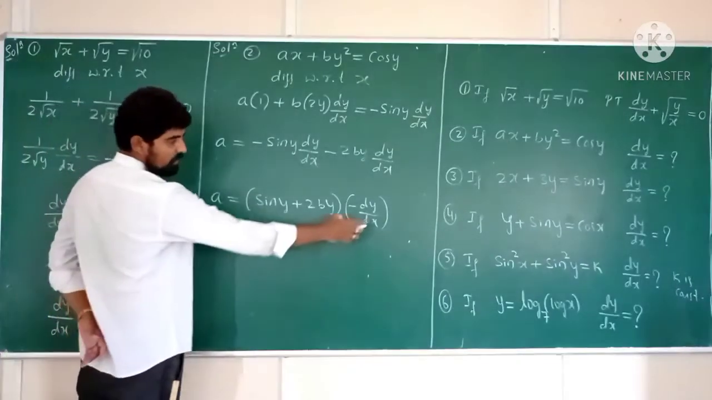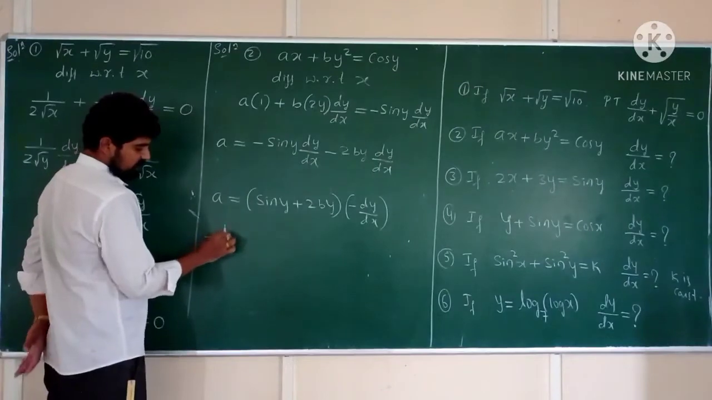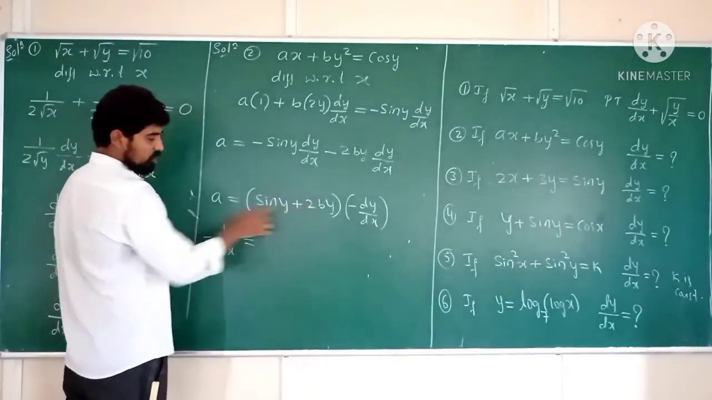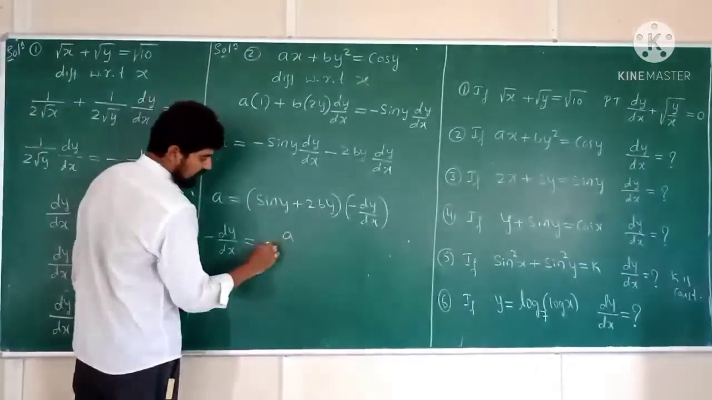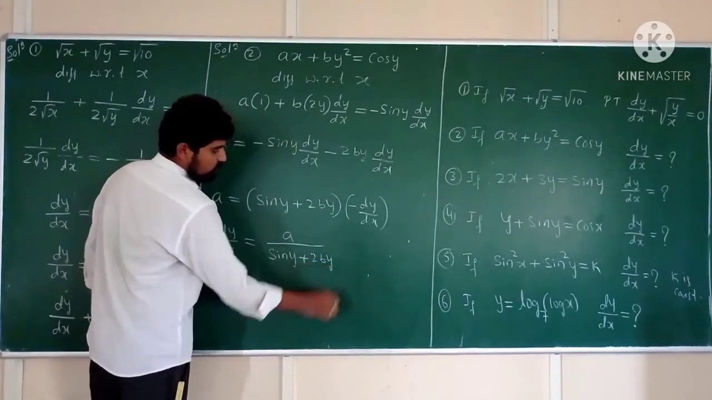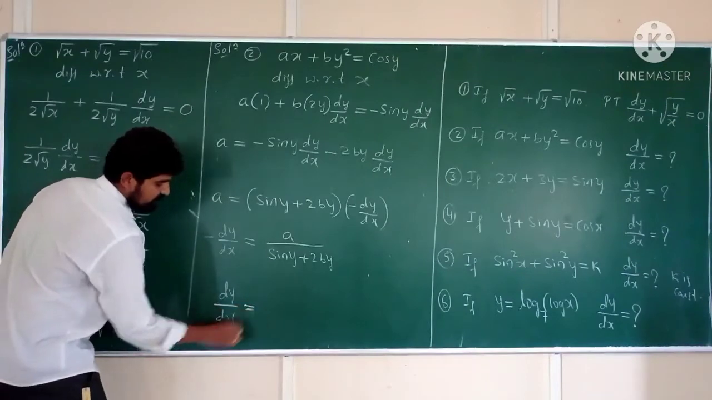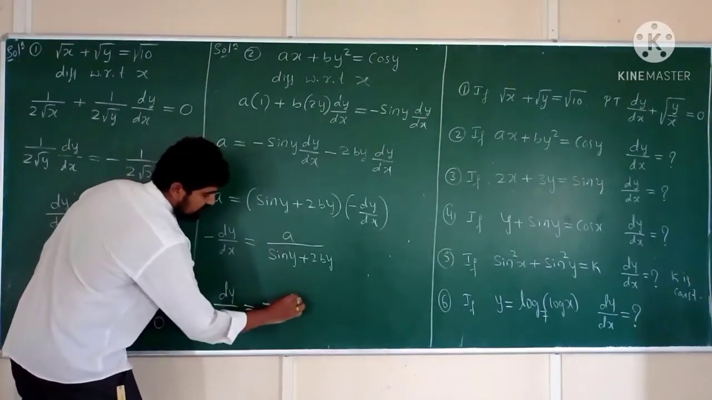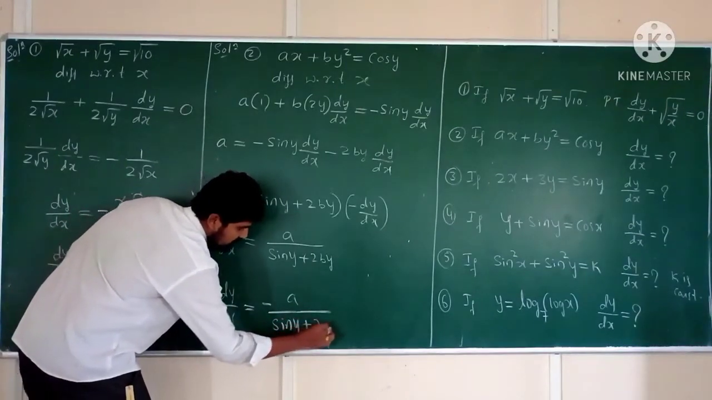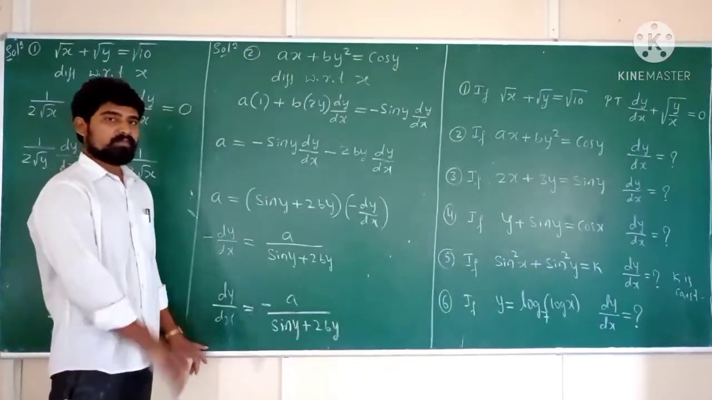Therefore, the value of minus dy by dx is equal to, shifting this sin y plus 2by towards the left hand side, it becomes a divided by sin y plus 2by. Hence, the value of dy by dx is equal to minus a divided by sin y plus 2by. I hope all of you understood. If possible, take a look.